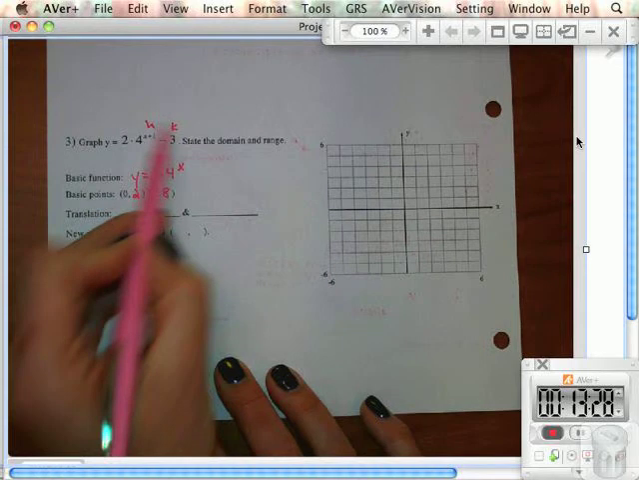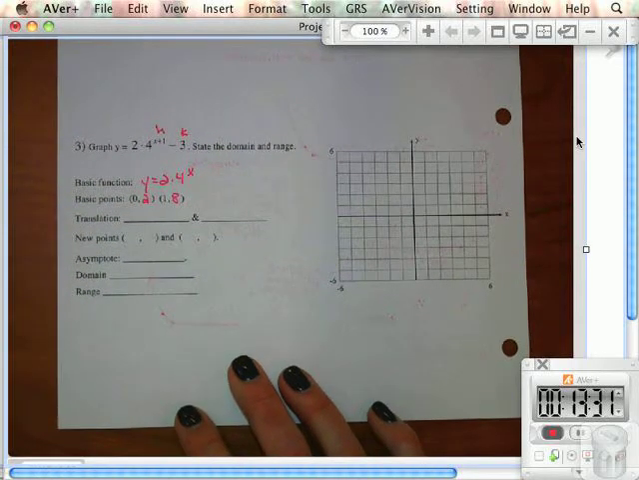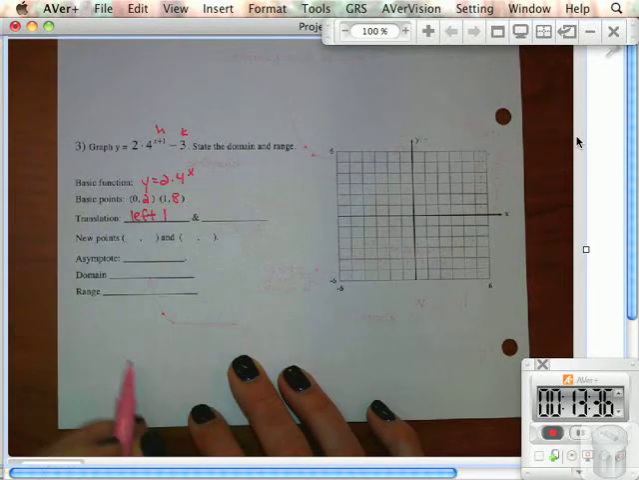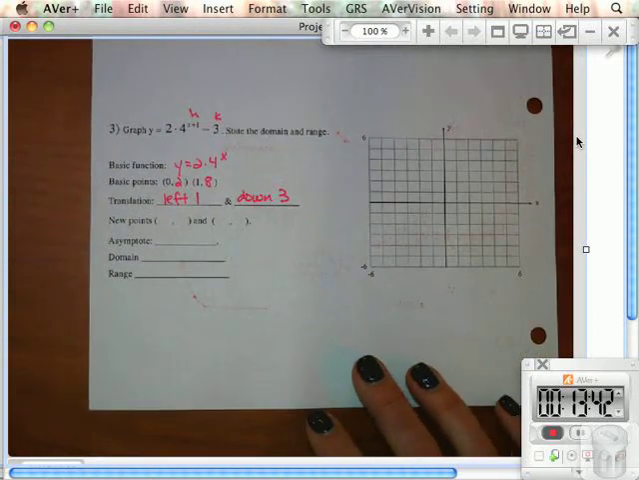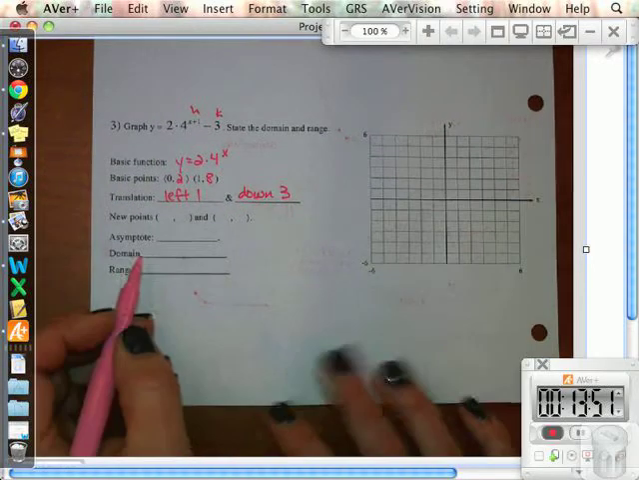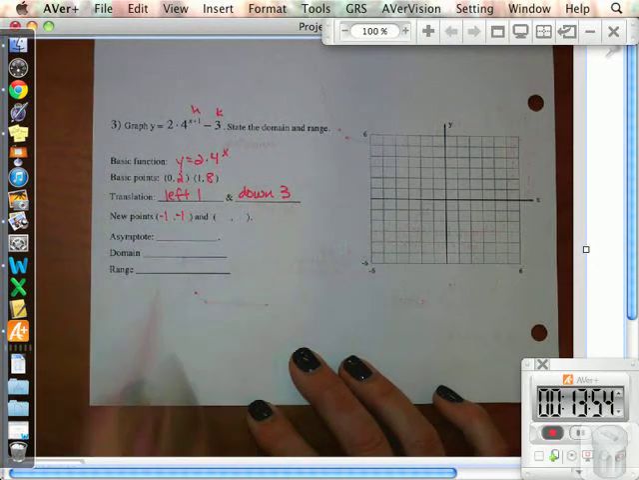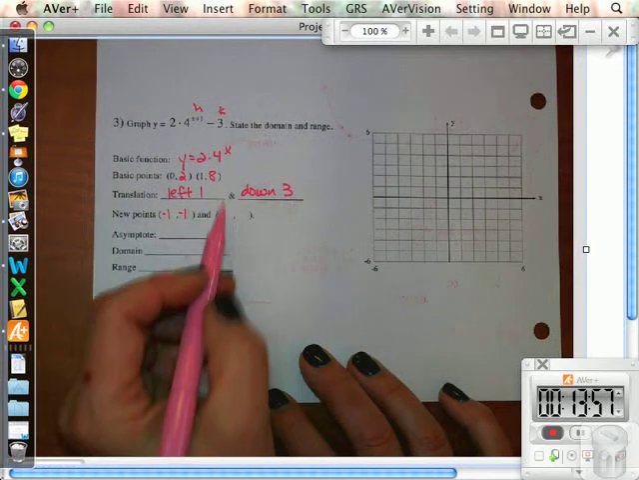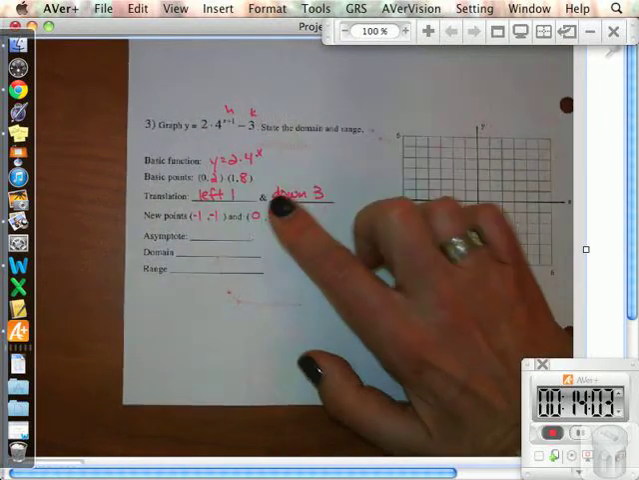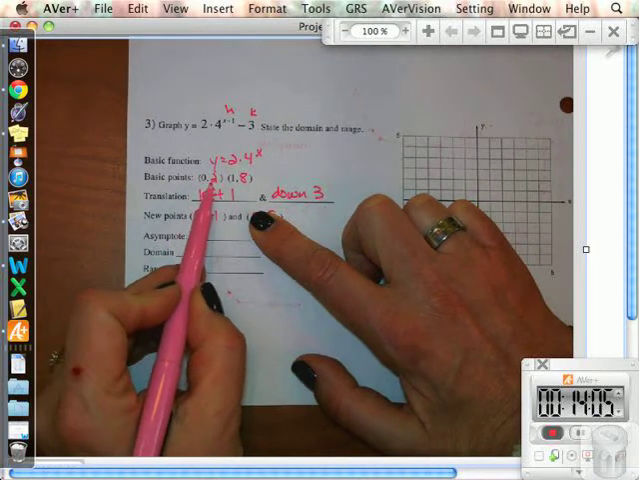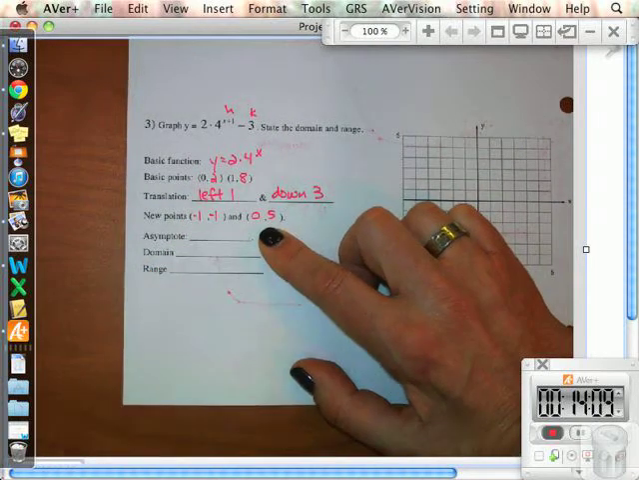Okay. Here is my h. Here is my k. I'm going to be translating horizontally how much? Left 1, right? And then what? Down 3. So you change your points to reflect that. Left 1 means you're subtracting 1 from your x. So your new points are going to be negative 1 and negative 1, and 0 and 5. For the first one, 2 minus 3. So we're subtracting 3 because we're going down 3.